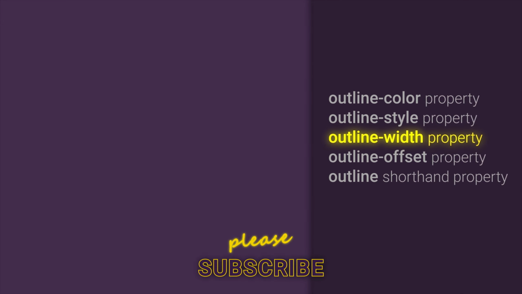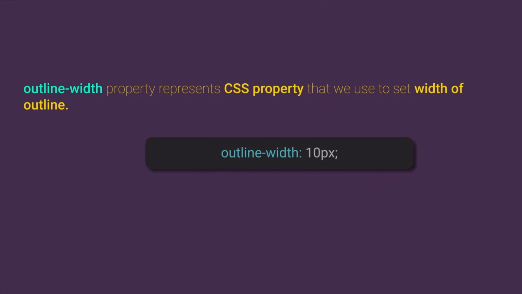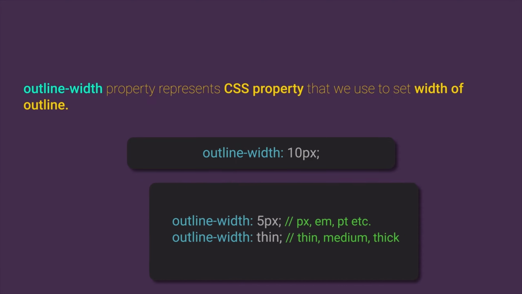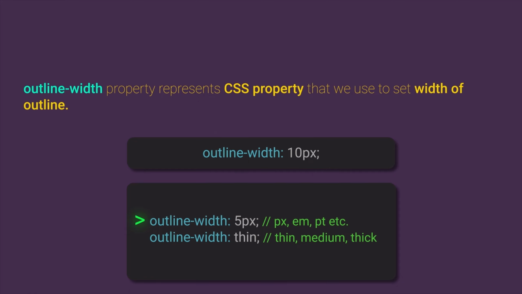What is outline width property? Well, outline width property represents a CSS property that we use to set the width of an outline. Like property value, we can use specific units, for example pixels, ems, points, or we can use one of three predefined values: thin, medium, and thick. Okay, let's see some examples for this.